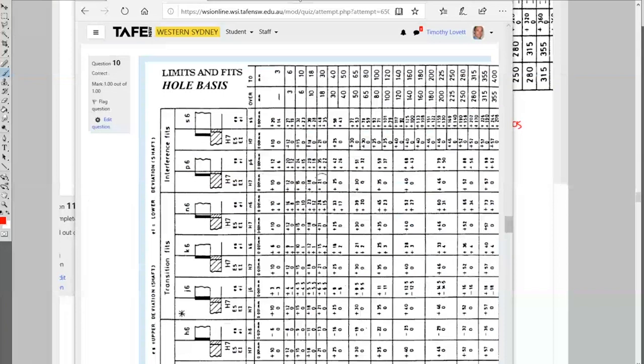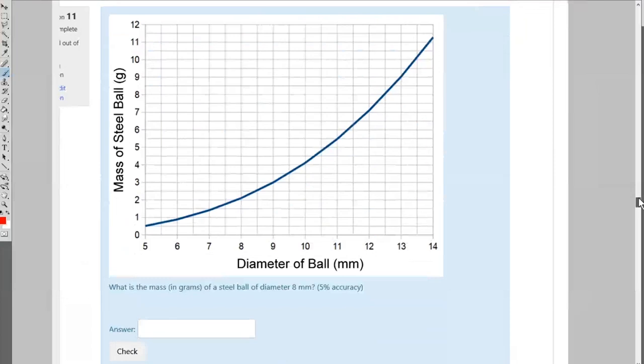Right, enough of them. Next question is a fairly simple chart reading question, so we're just reading off the chart, getting a number from it. 5% accuracy, so there's a limit to how accurate we can draw anyway. What is the mass in grams? So we're trying to find the gram, so this is the one we're looking for, and the diameter is 8.